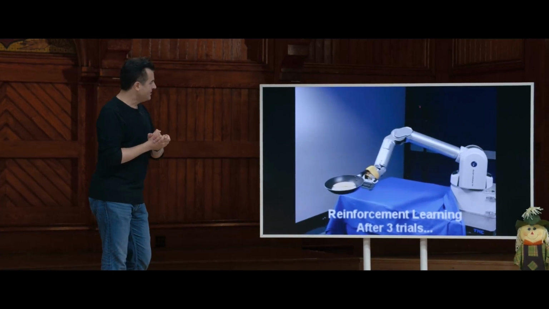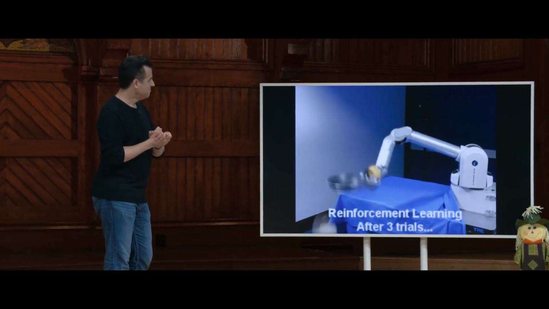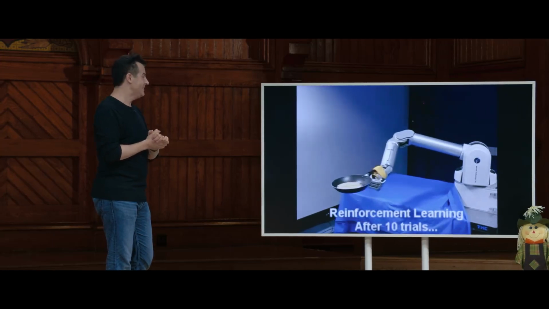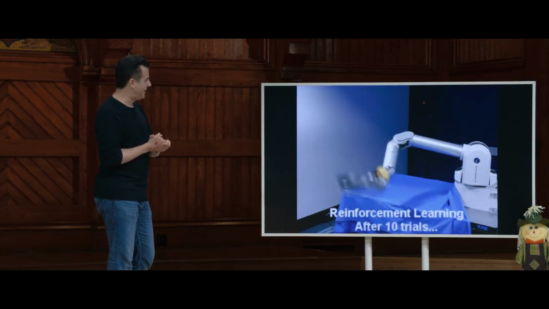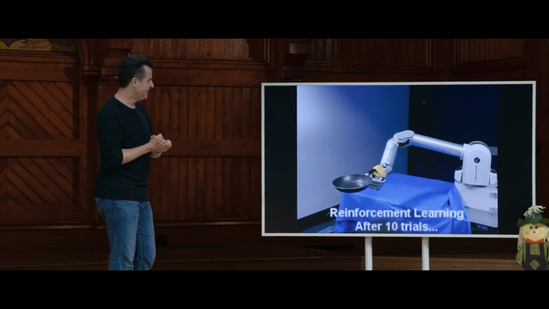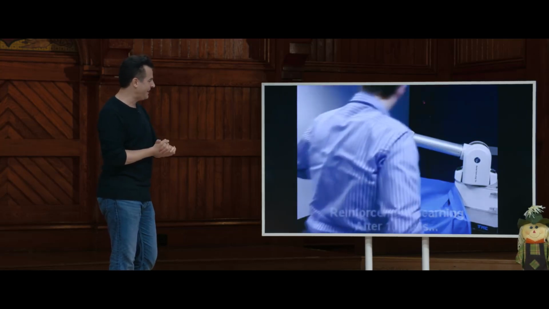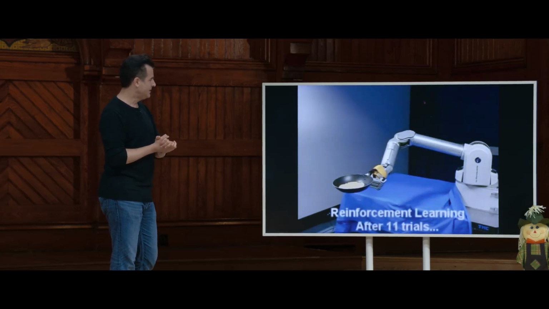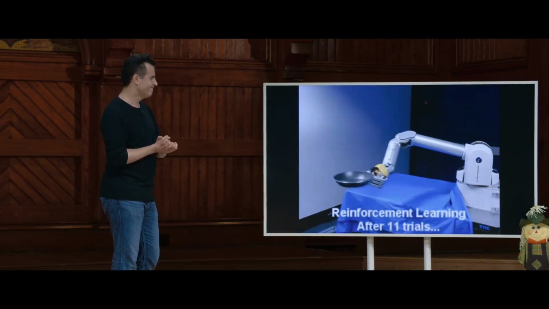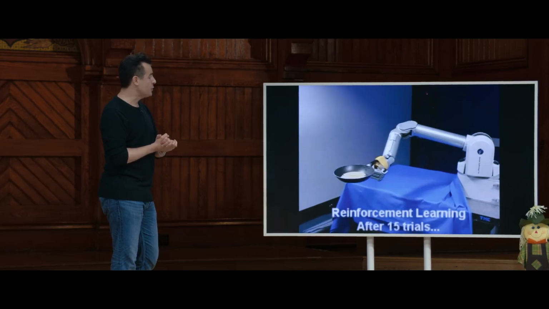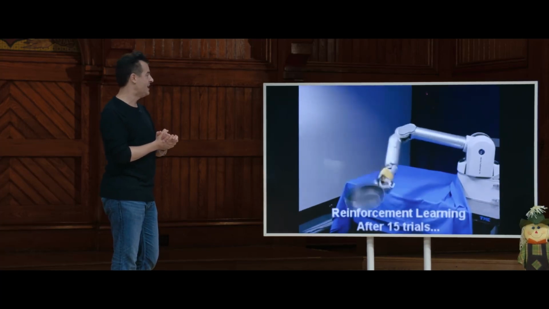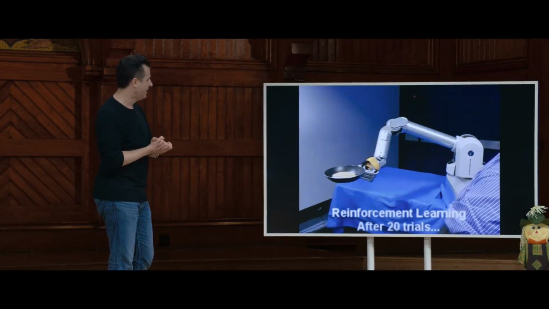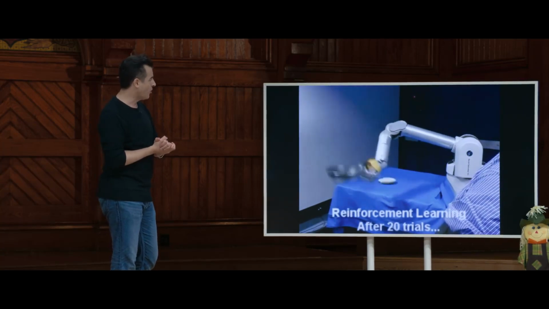After 3 trials. OK. Now 10 tries. There's the human picking up the pancake. After 11 trials. And meanwhile, there's presumably a human coding this in the sense that someone is saying good job or bad job, +1 or -1. 20 trials.